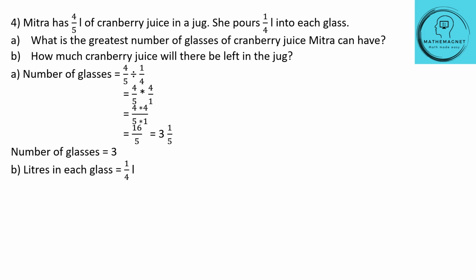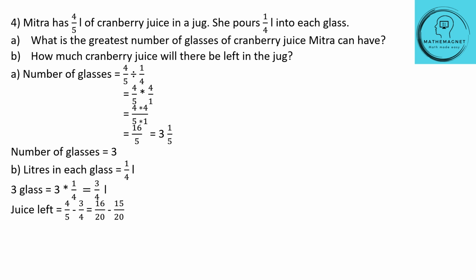Now coming to question B, how much cranberry juice will there be left in the jug? Now we know there are 3 glasses and she has poured 1/4 liter into each glass. So how many liters she has poured into 3 glasses? That we can simply find by multiplying 1/4 into 3, which is 3/4 liters. Now all the 3 glasses put together has 3/4 liter. Now total amount in the jug was 4/5 liters. The balance juice left will be 4/5 minus 3/4.